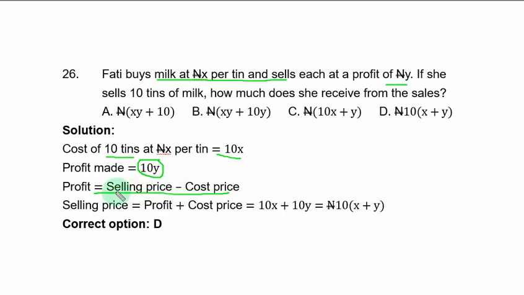So let's make selling price the subject, and you have selling price equal to profit plus cost price. That is 10y plus 10s. In vertical order, you have 10s plus 10y. You factor out 10, you have 10 bracket open, s plus y bracket close in naira. D is the correct option.